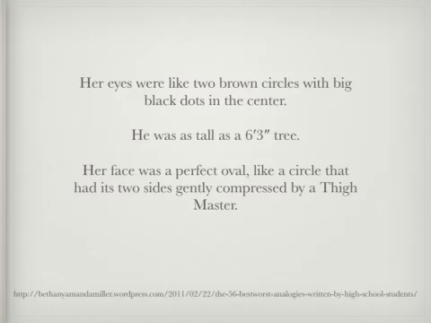"Her eyes were like two brown circles with big black dots in the centre." Well, to be like two brown circles, big black dots in the centre, well, that's what eyes are, isn't it? "He was as tall as a 6'3" tree." We can see the obvious problems there. "Her face was a perfect oval, like a circle that had its two sides gently compressed by a thigh master." You know, of the three, I think that one is actually quite amusing, and it could be used in a written piece in an interesting way, in a funny way.